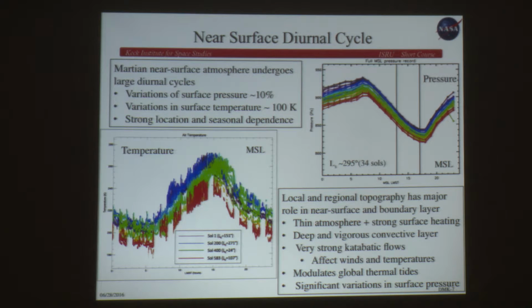The diurnal surface pressure change on Mars is about 10%. This is huge compared to what we see on Earth. This here is for MSL. This is 35 days or 34 sols.